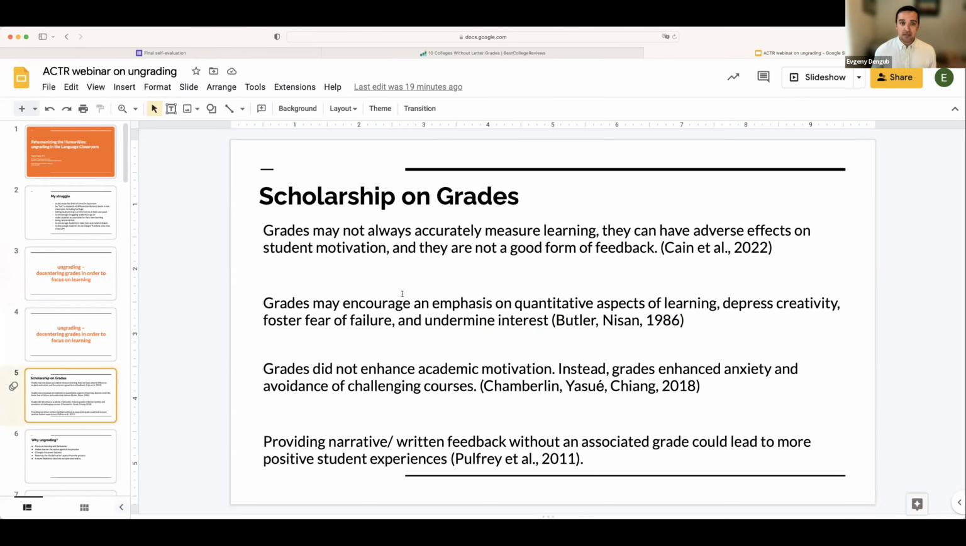So what does scholarship on grades tell us? Grades may not always accurately measure learning. They can have adverse effects on student motivation, and they're not a good form of feedback. Just giving a student a B is not a good form of feedback. Grades may encourage an emphasis on quantitative aspects of learning, but they depress creativity, foster fear of failure, and undermine interest. They do not enhance motivation. Instead, grades enhance anxiety and avoidance of challenging courses. On the other hand, providing narrative or written feedback without an associated grade could lead to more positive student experiences. So that's what scholarship tells us about grading and ungrading.